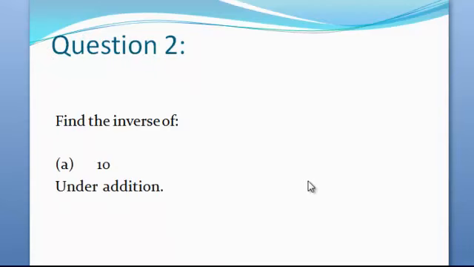Number 2 asks us to find the inverse of 10 under addition. Alright, when we're finding the inverse of a number under addition, we're basically trying to find out which number, when added to 10, gives us 0. Okay, guys? So that's basically what we're trying to find out. So we can form an equation. We can say, okay, 10 plus x is equal to 0, and we solve for x, and x will be the inverse of 10. Alright, let's look at the solution.